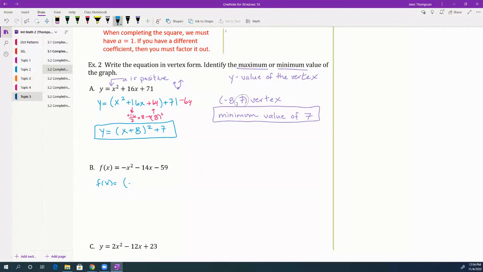I'm going to group the square term and the linear term again. But now I have to factor out whatever is keeping my x squared from having a coefficient of 1. Okay? So I'm going to factor out a negative 1. And when I factor it out, remember I'm taking the GCF, so I'm just taking it out of both terms, right? I take out a negative, and then I'm left with a positive x squared and a positive 14x.